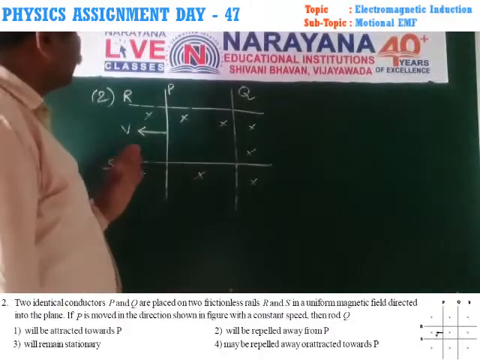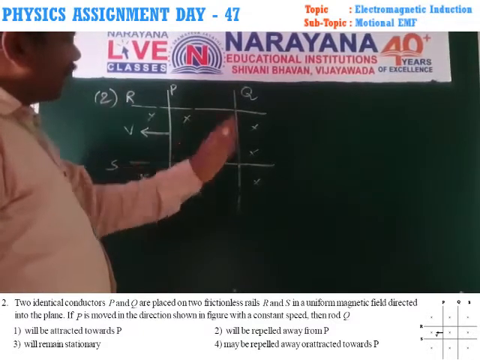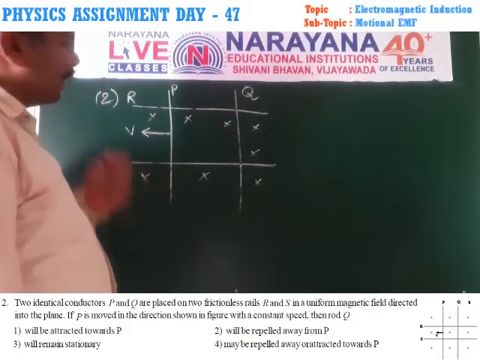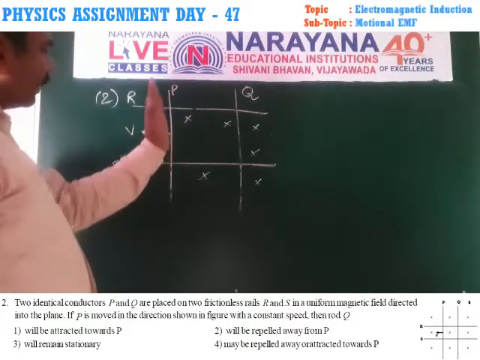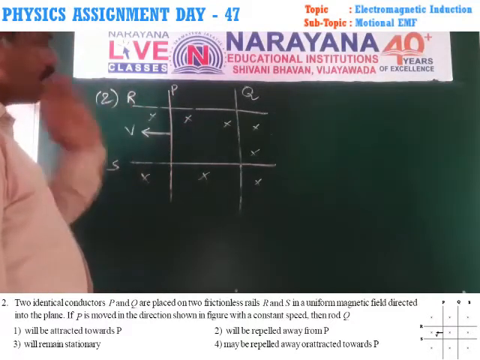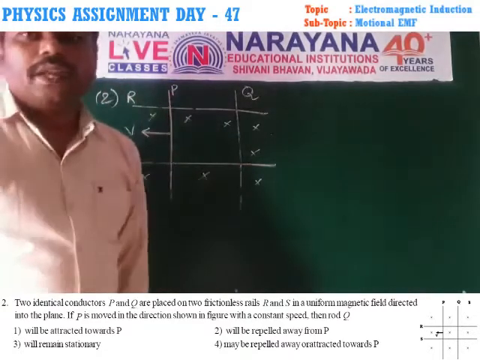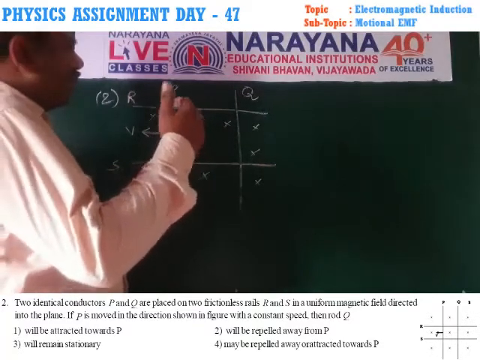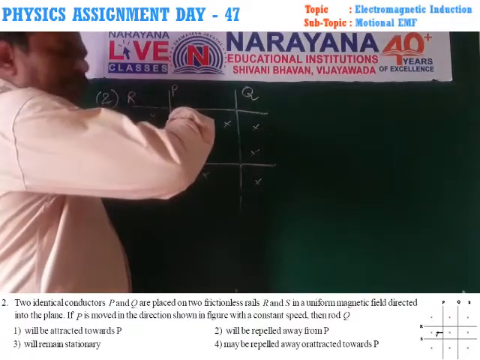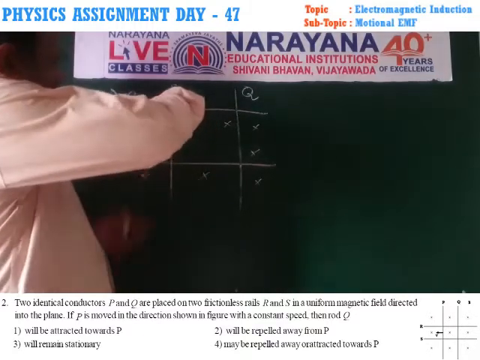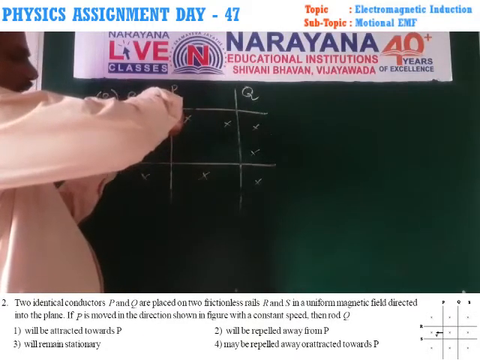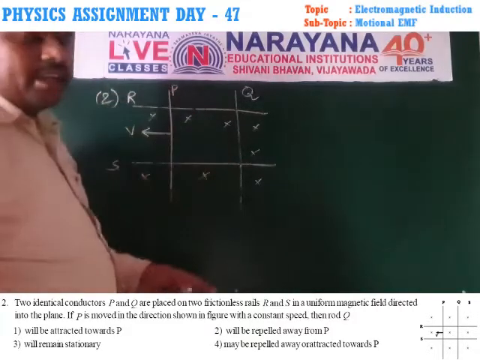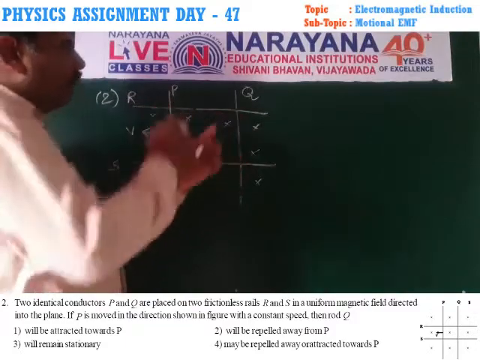In the second question, four parallel conductors are arranged like that. The magnetic field is along the inward direction, but the conductor P is moved towards the left direction. According to Fleming's right hand rule, the forefinger is the magnetic field direction, the thumb is stretched along the conductor's moving direction, and the middle finger shows the direction of the induced current in the loop.